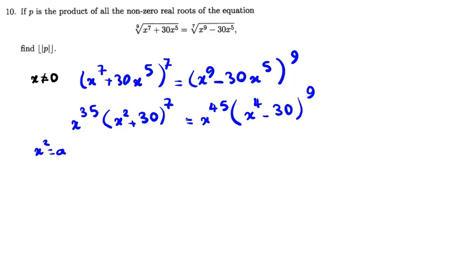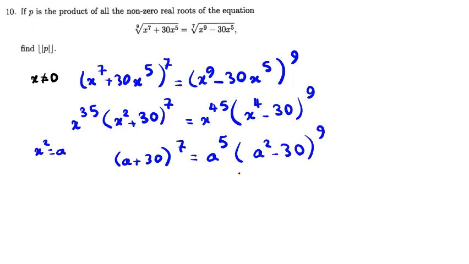because x is not 0, you can divide both sides by x^35. It will be (a plus 30) to the power of 7, a to the power of 5, here (a squared minus 30) to the power of 9. When we have a polynomial with degree greater than 2, as I told you in other years, one of the most important things is to check some integers, or for example half, something like this, plus minus 1. Here, with 30, we have this.